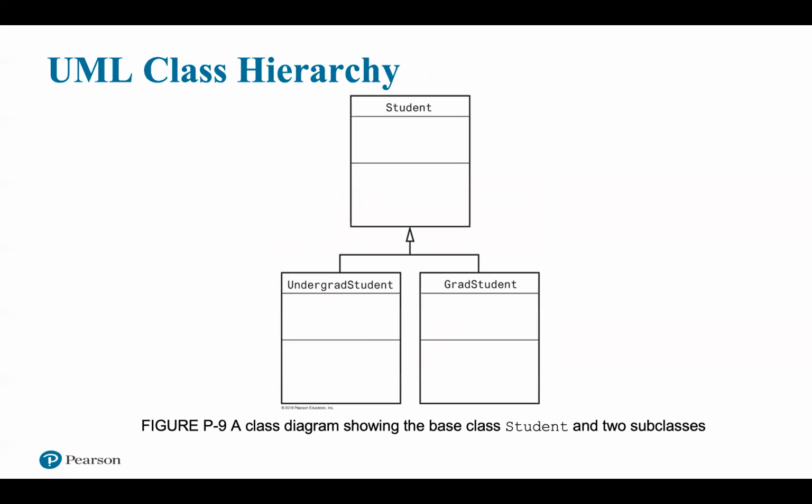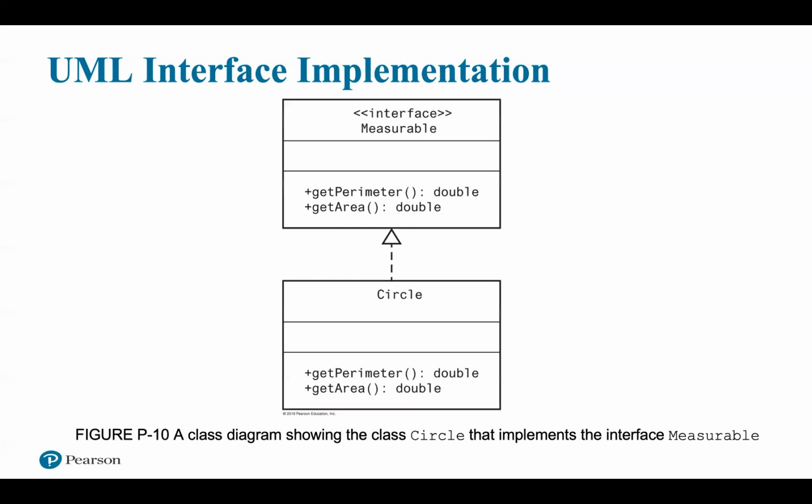In a class diagram, lines join the class boxes to show the relationship among classes. For example, the class diagram here shows the classes UndergraduateStudent and GraduateStudent are each derived from the class Student. An arrow with a hollow head points to the superclass within the UML. The superclass Student is said to be a generalization of UndergradStudent and GradStudent.